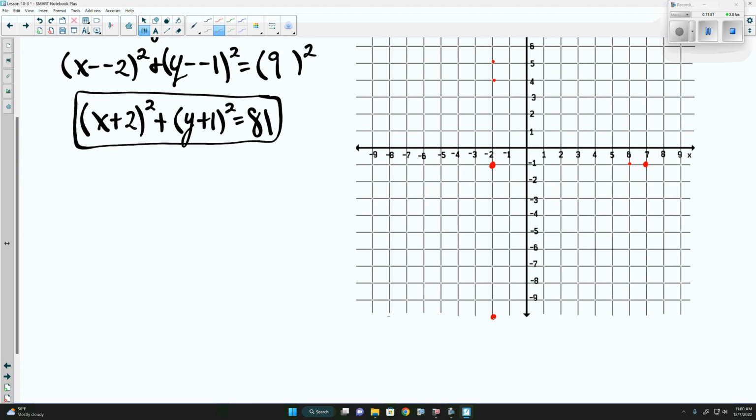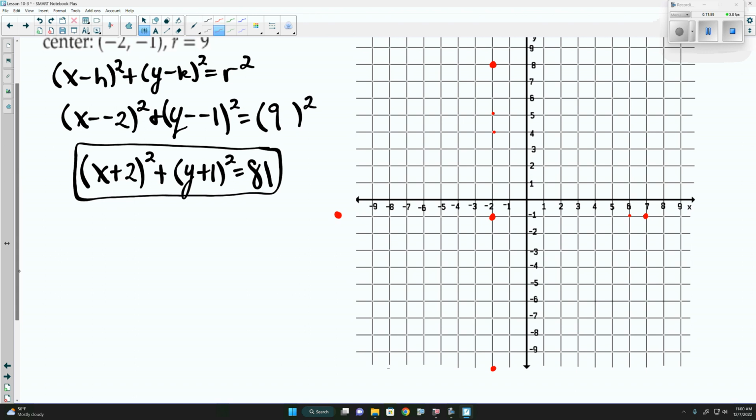And we can go to the left 9 and make a point. And then we just need to connect these 4 points together. And we will have the circle.